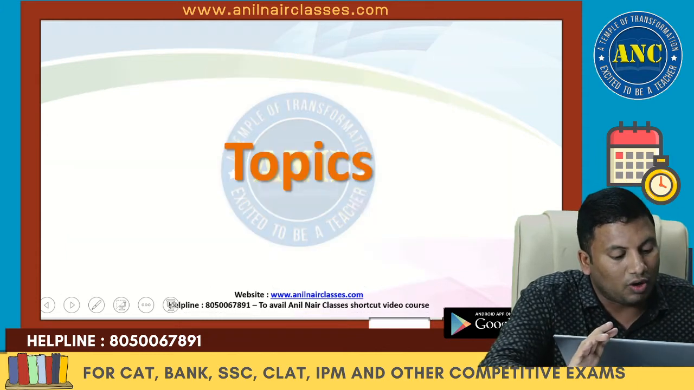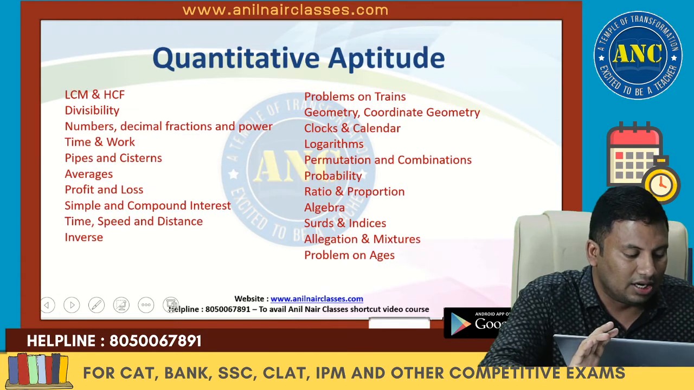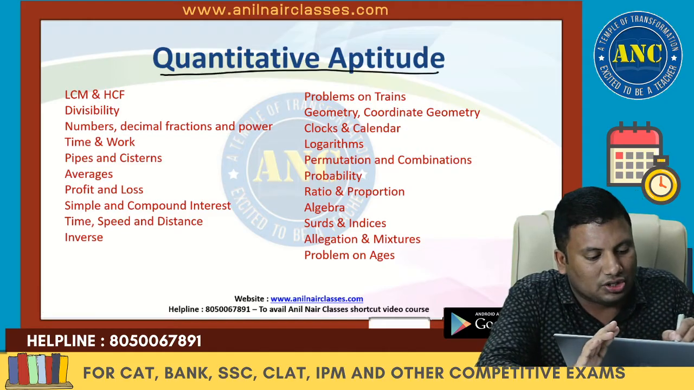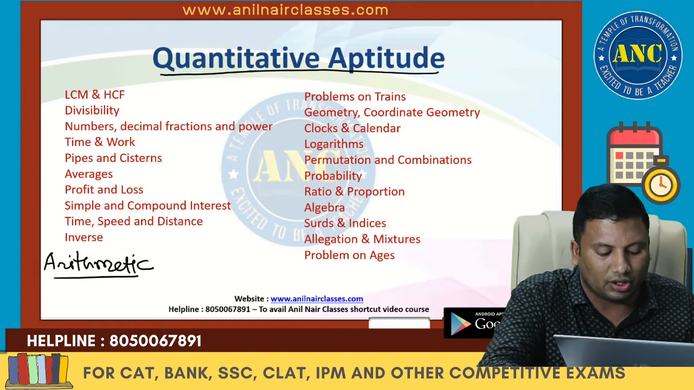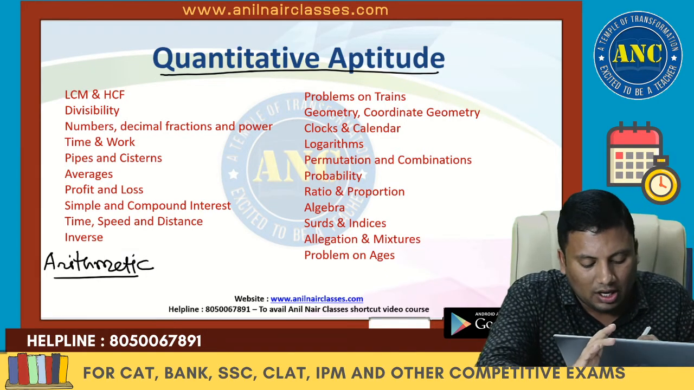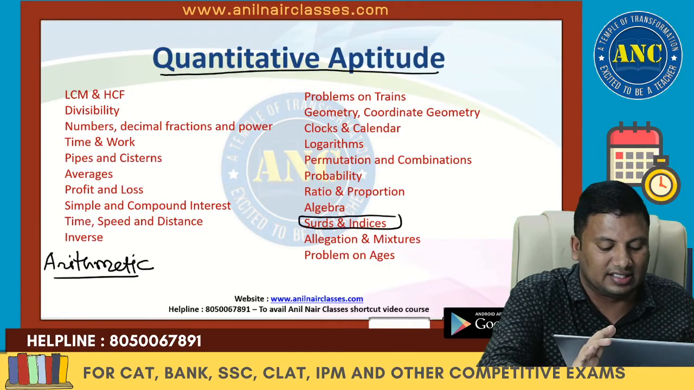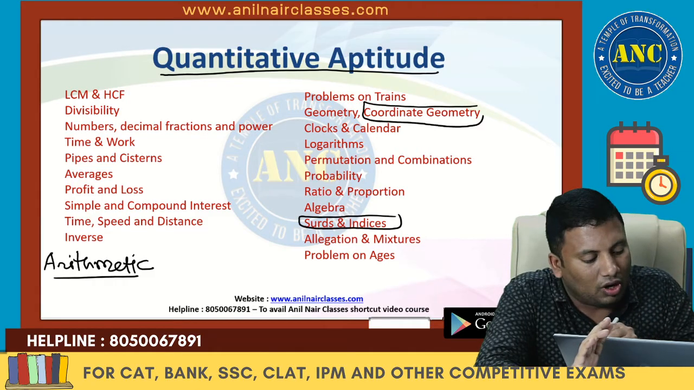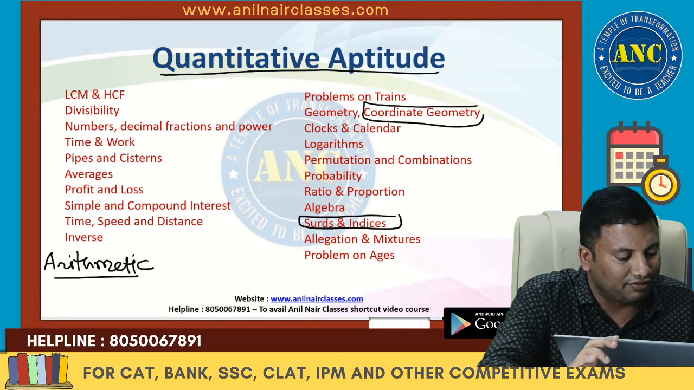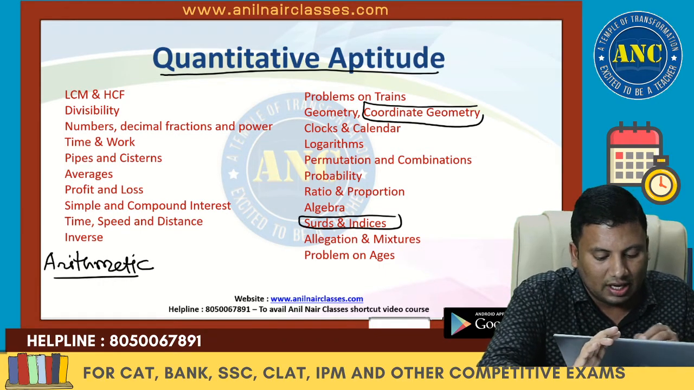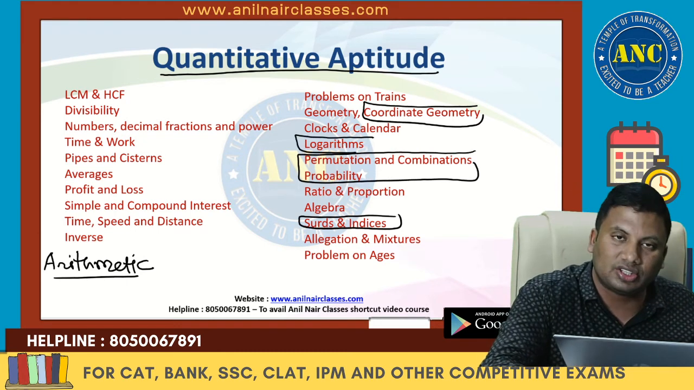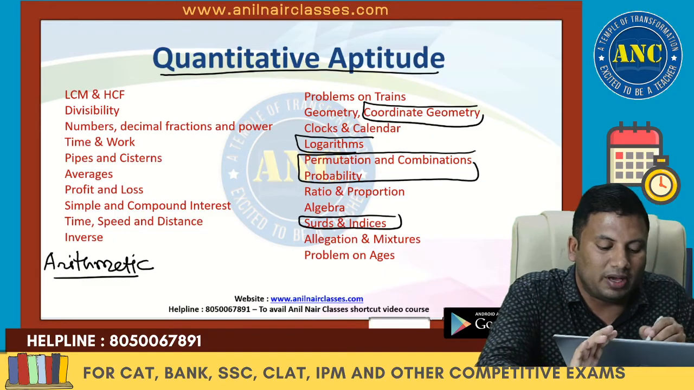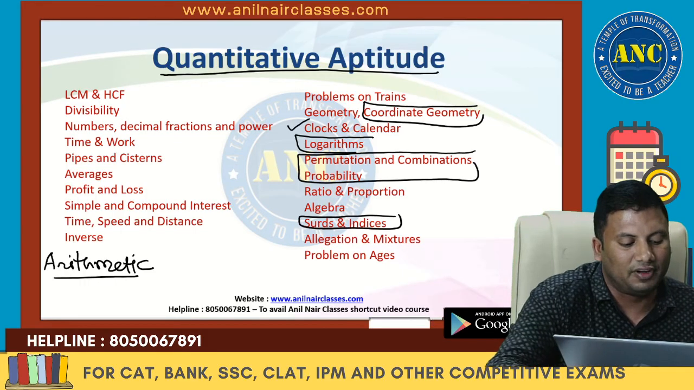Next one. What are the topics that will come in Mphasis? Now if you see here, quantitative aptitude syllabus, as usual, arithmetic dominates in every placement paper. Arithmetic is the most important topic. Now in Mphasis paper, questions will also come from surds and indices. Questions will also come from coordinate geometry. Questions will also come from permutation and combination, probability and logarithms, these are all advanced topics. Generally, some questions based on clocks and calendars are also a part of quantitative ability.